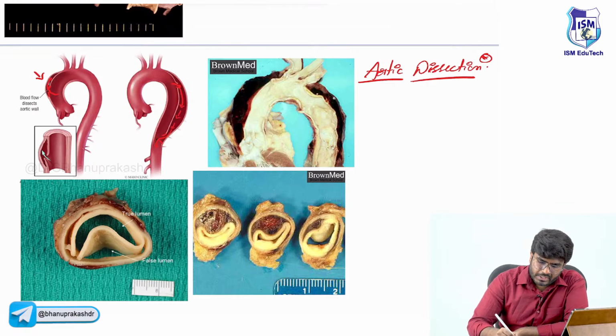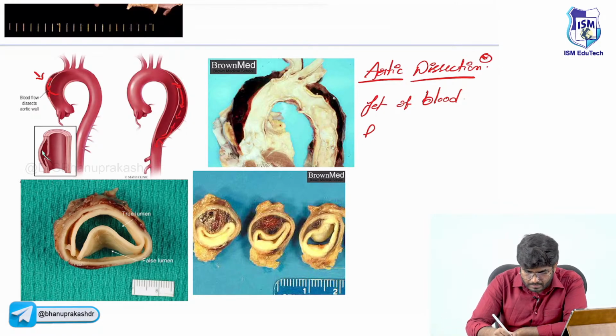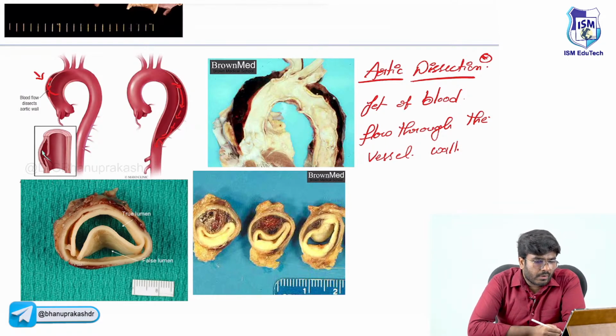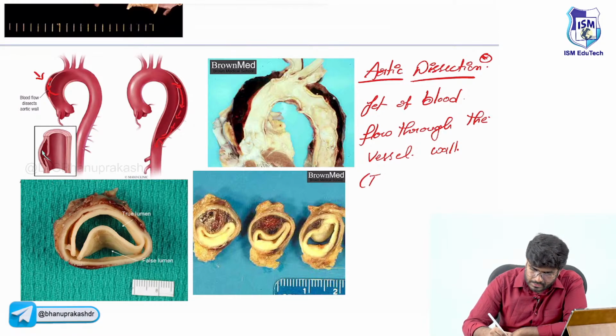Now, right, jet of blood. What is happening? The jet of blood flows through the vessel wall, flowing through the tunica media. Vessel wall means the tunica media.